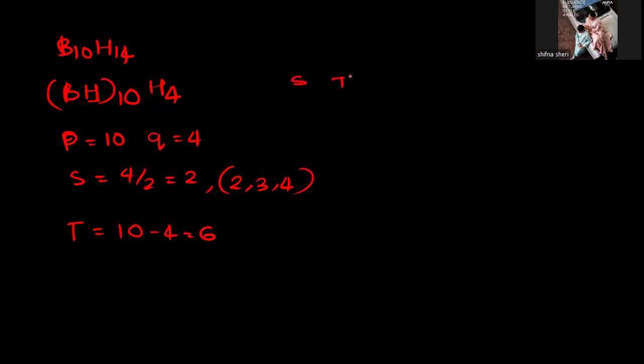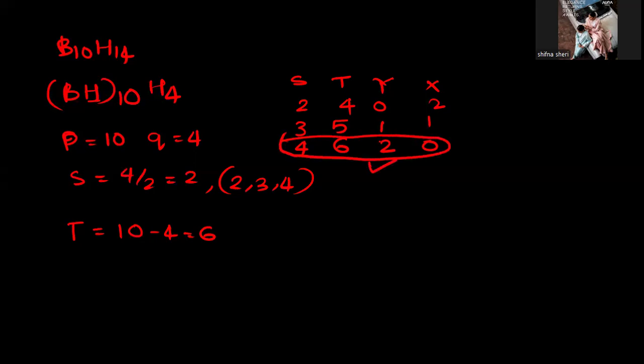And you have to write the styx here. And then what is the number? S is 2, 3, 4, right? And T is 6, 6, 5, 4, right? 6, 5, 4. Is there any problem? No. Okay. Y 0, 1, 2 and X 0, 1, 2. So which is the styx number? This is the styx number.